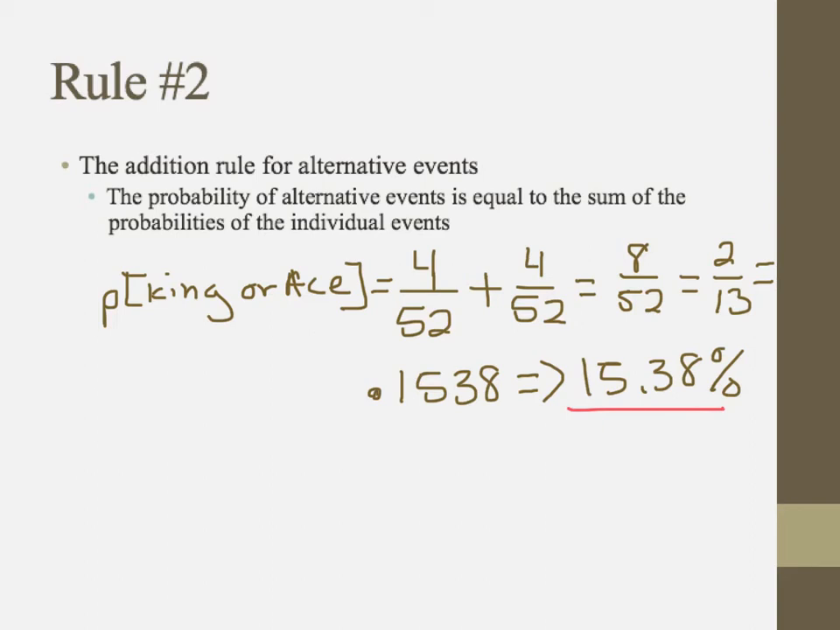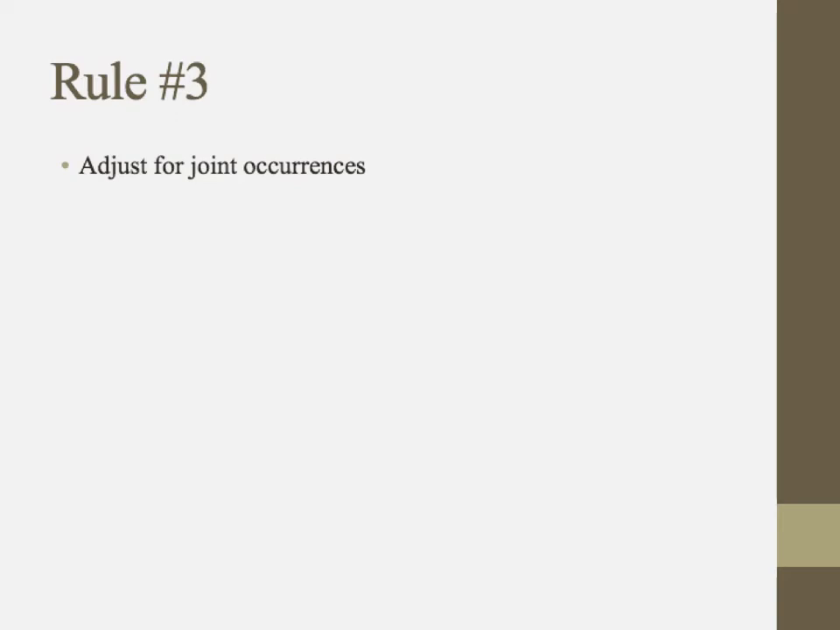So in a normal deck, if you just sort of draw out a card, 15.38% of the time, you would be drawing a king or an ace. So basically, anytime you see the word or, that or is a plus sign. You're adding the probability for the first event to the probability of the second event, which takes us to rule number 3. And rule number 3 says that we need to adjust for joint occurrences. So a joint occurrence is when we have an event that double counts success or joins two aspects of success. So we have to account for that.